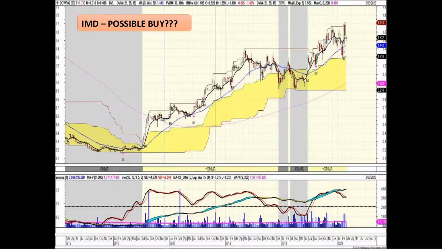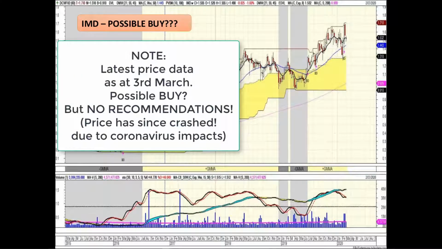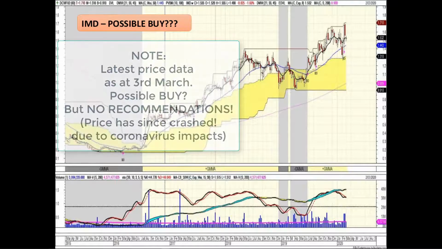Right. Now, this is Imdex, IMD, and I was actually very close to buying this, and I thought, oh, I'll just see what happens. Wait till next week, and of course, then all things started to go belly up. So it definitely wasn't off.